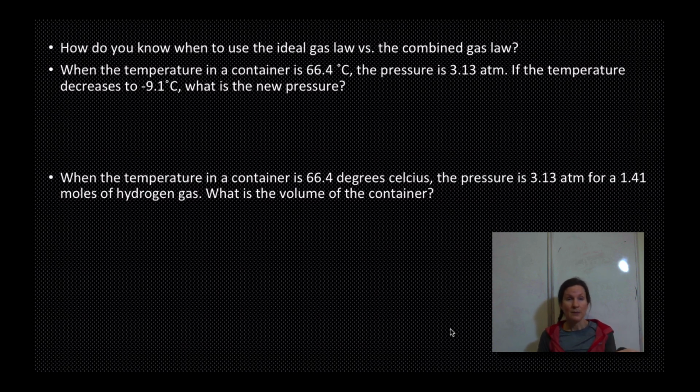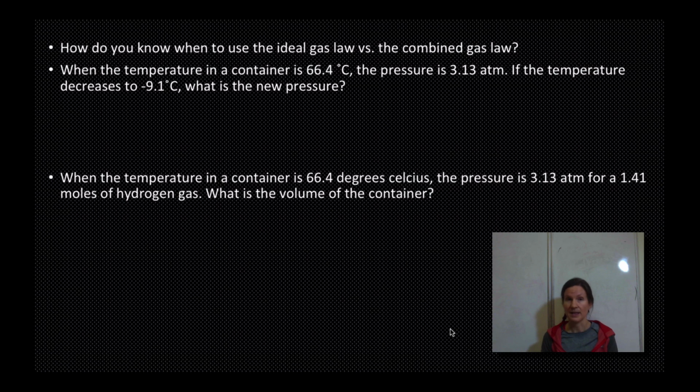So look at the first problem up here. I see when the temperature is at this and the pressure is at this, and the question asks if the temperature changes, what's the new pressure? That is a combined gas law because I have an initial temperature, initial pressure, a new temperature with a new pressure. If you read the bottom one then, I have a temperature and a pressure and a number of moles, and I ask for the volume. That's the ideal gas law. That's a snapshot. I have one and one and one and one. I'm just going to solve for the one I don't know. Essentially, I problem solve these all the same.